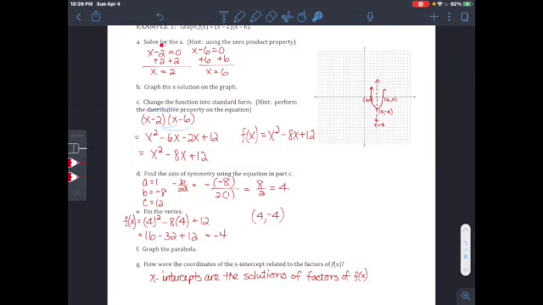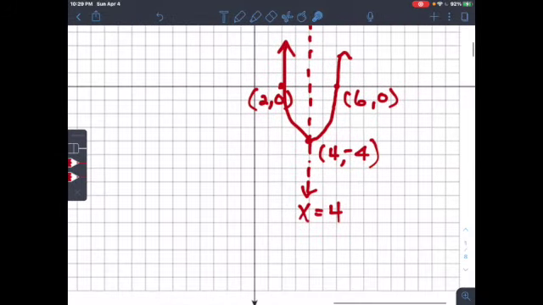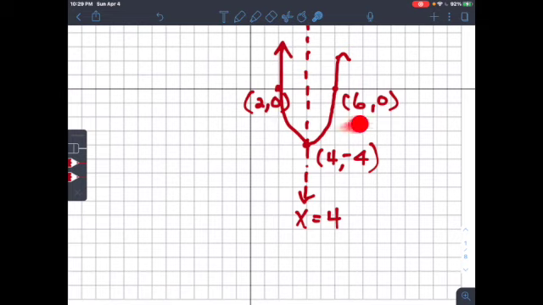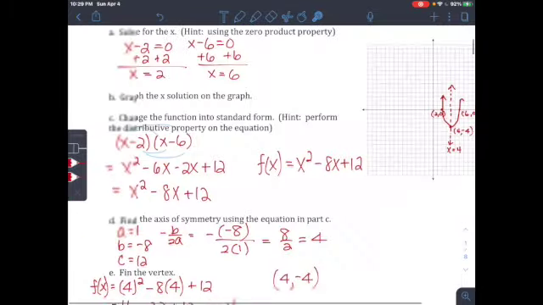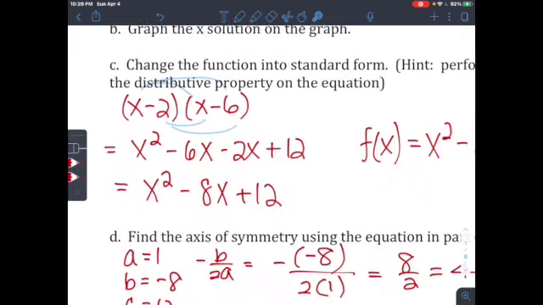So when you solve it, there's your x equals 2, x equals 6, and that is what I did to plot it right here. You have x equals 2, x equals 6. And those are your x-intercepts, and that's your zero product property. And coming back to here, what's the next thing it says? Change the function into standard form, and the hint they give you is to use the distributive property on the equation.